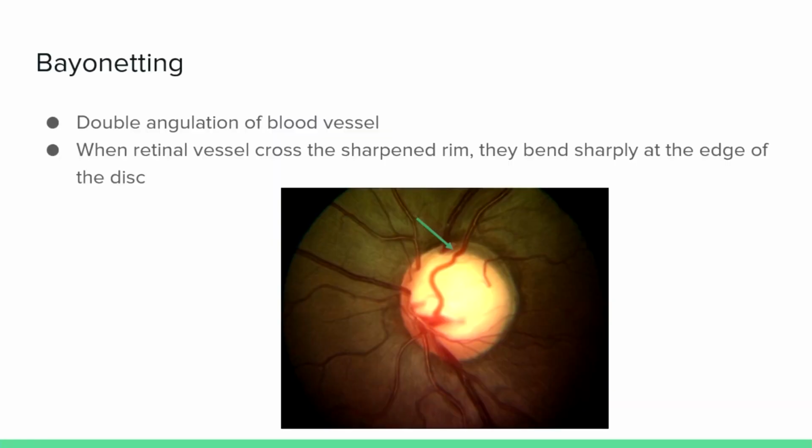Moving on to some vascular defects. This is bayoneting. Bayoneting is double angulation of a blood vessel. You can see here, this is the first kink and the second kink follows in an S kind of shape. This is seen when retinal vessels cross the sharpened rim and then bend sharply at the edge of the disc.